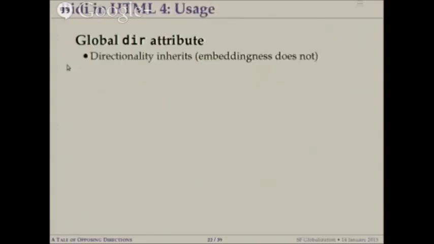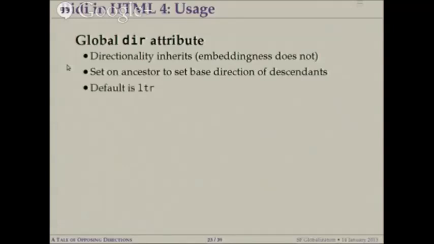Directionality in HTML inherits. Embeddingness doesn't inherit. If an inline sets an embedding, then it sets an embedding, but any inlines inside it don't. But the directionality does inherit. So if you want to set the directionality of an entire section or the entire document, you just set it on the element that contains all of that, and it will inherit through to all of its descendants. The default is not auto-determined, it is LTR. So if you have a right to left document, you must put a dir attribute on it in order for it to render correctly.